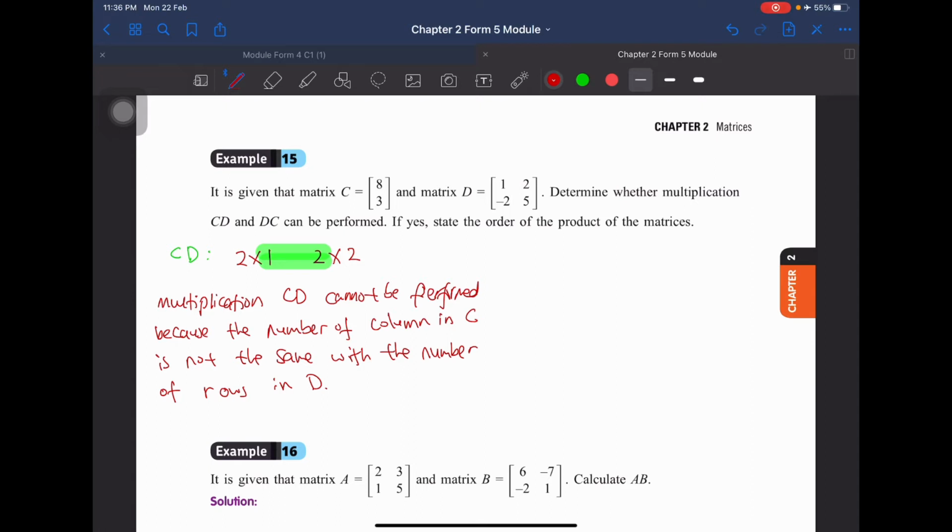Next we try DC. If CD cannot be multiplied, it doesn't mean that DC cannot. So we need to inspect first. We need to try. So DC. The dimension of D is 2 by 2, and then C is 2 by 1. Look at the middle part. We have 2 and 2. So it means it can be multiplied.